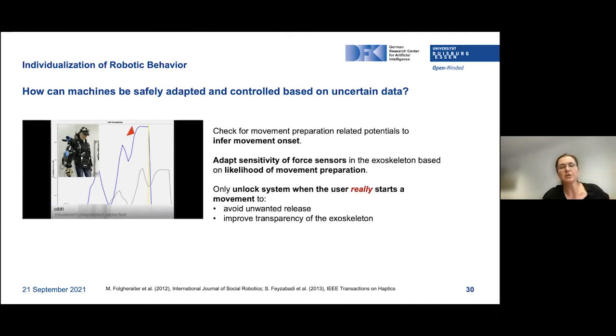And what we actually do is use this prediction score to adapt the force sensor sensitivity. Whenever the prediction score goes up, so there's a higher likelihood that the movement will start, the force sensors in the system become more sensitive, and then it's easier for the user to unlock the system. And we could see that since we do this prediction every 50 milliseconds, even with the noise in the data and everything, we could avoid unwanted releases. And in general, we could improve the transparency of the exoskeleton.